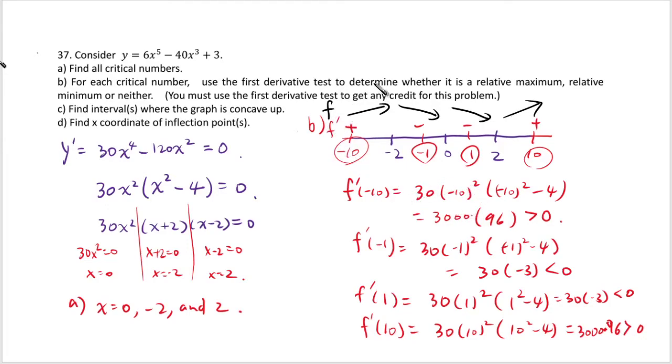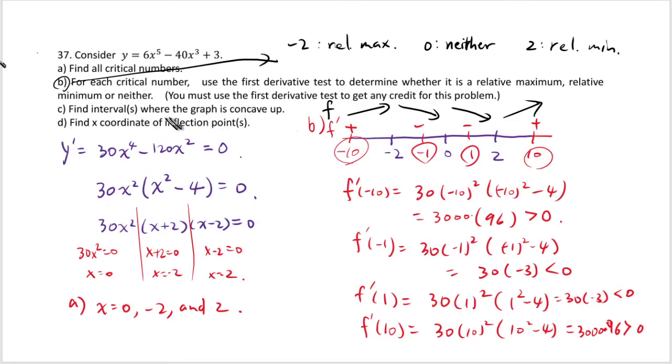Okay, so for the answer to B, we determined that negative 2 is a relative max, and then 0 is neither a relative max nor relative minimum, and at 2 it's a relative minimum. All right.